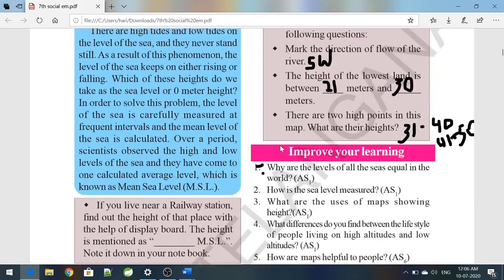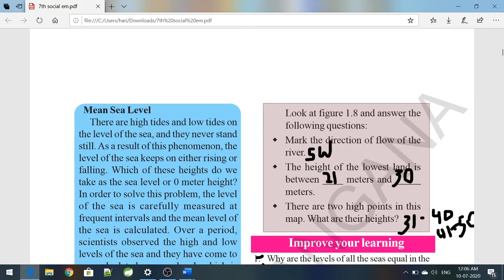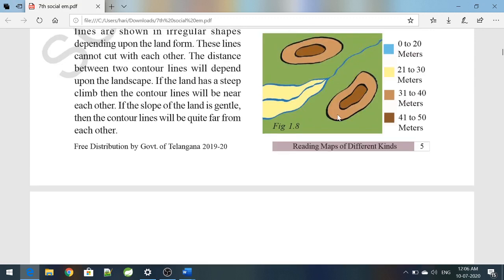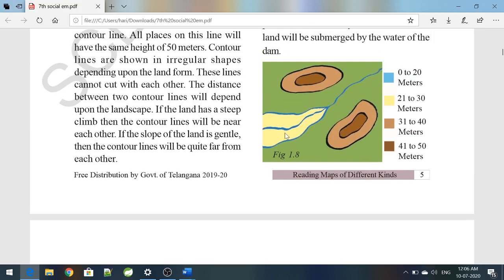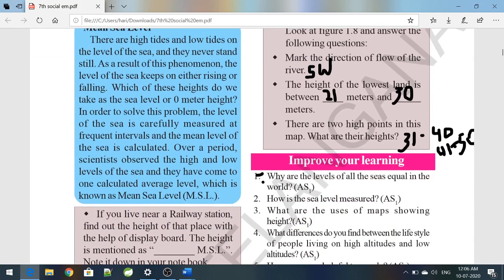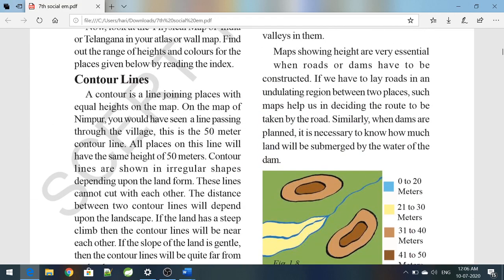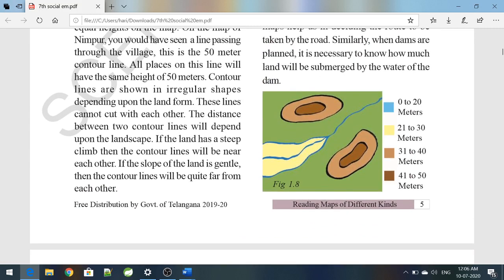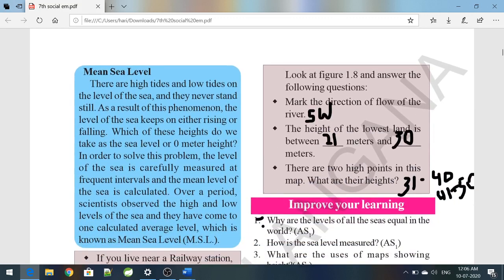And another question is, mark the direction of flow of the river. So it is flowing where? From here to here. So it is flowing from the southward direction towards the west, southwest. So the height of the lowest land will obviously be, because we have taken 0 to 21 as sea level, 21 to 30 meters will be the lowest land.